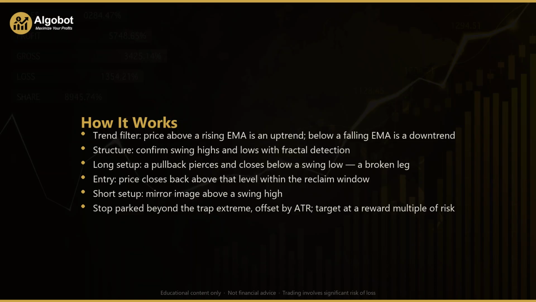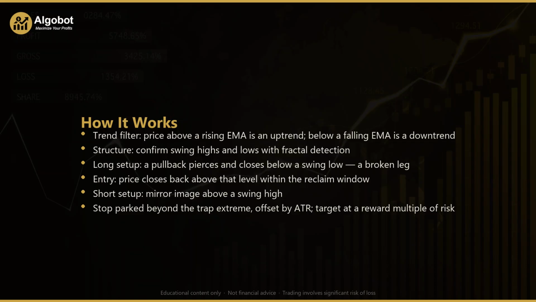The short side is the mirror image. In a downtrend, the strategy waits for a bounce whose high pierces above the most recent swing high and closes above it, records that trap extreme, and watches for price to close back below the level within the reclaim window. If it does, the strategy enters short.